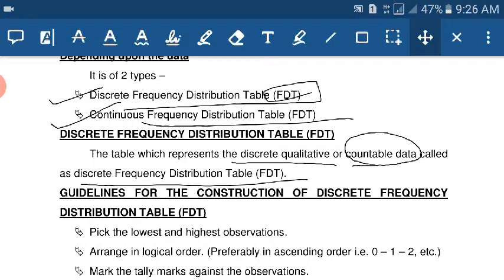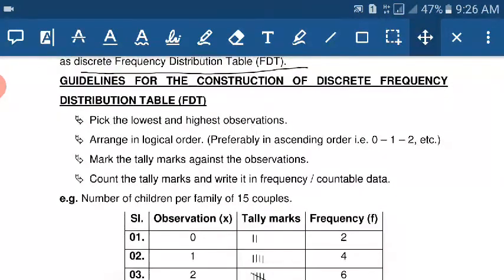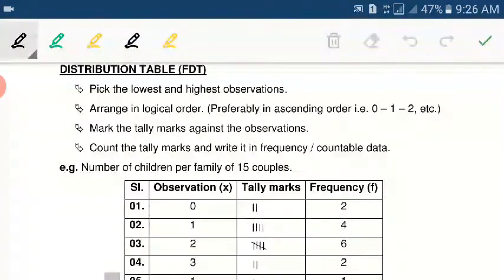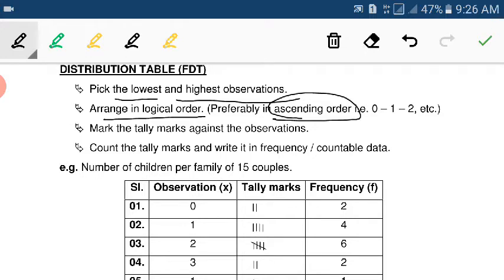Guidelines for the construction of a discrete frequency distribution table: pick the lowest and the highest observation. Arrange in a logical manner, preferably in ascending order, 1, 2. Mark the tally mark against the observation. Count the tally marks and write it as the frequency of the countable data.